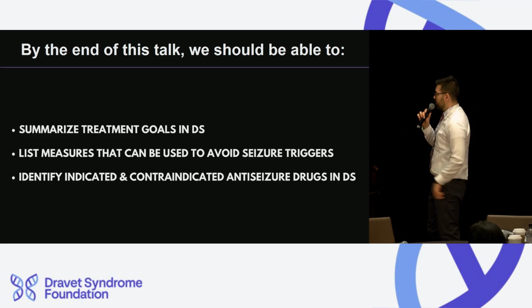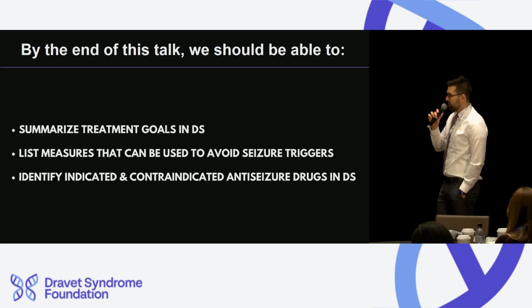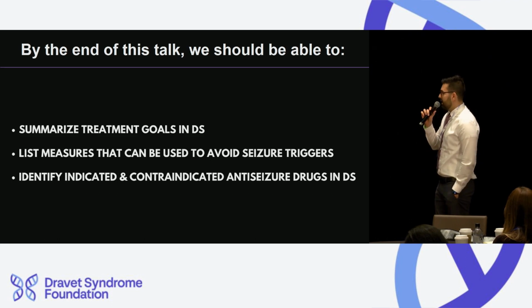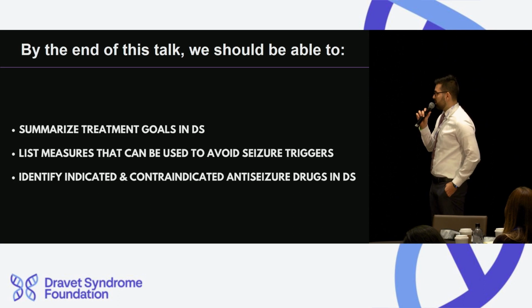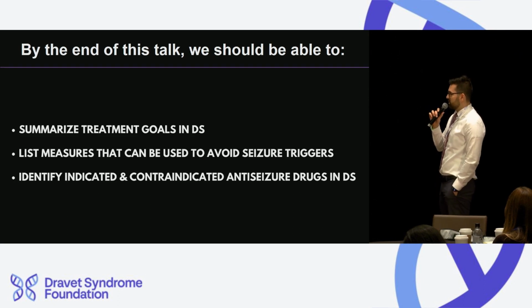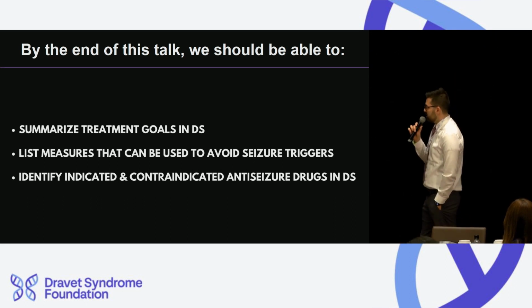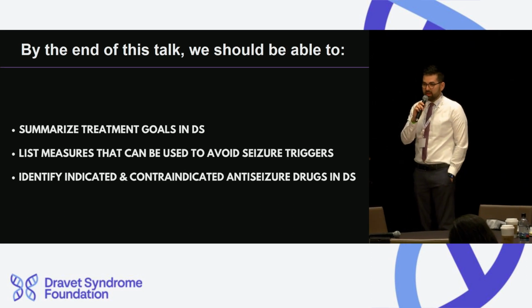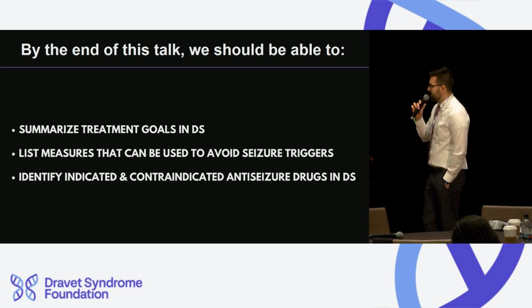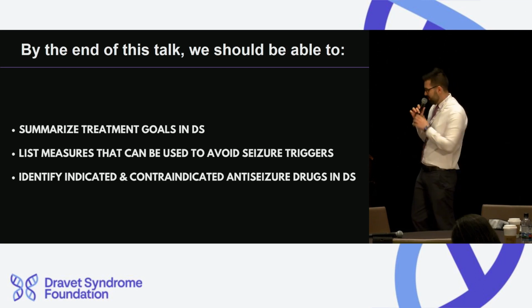So, pretty straightforward learning objectives. I think we need to know the treatment goals in Dravet syndrome, the measures that can be used to avoid seizure triggers, which is important more so on the pediatric side, but also on the adult side of these patients, and know what medications to treat them with and the ones to not treat them with. And then we're going to touch on a little bit of ketogenic diet and epilepsy surgery as potential therapies as well, which Gamal started to make very good points about.